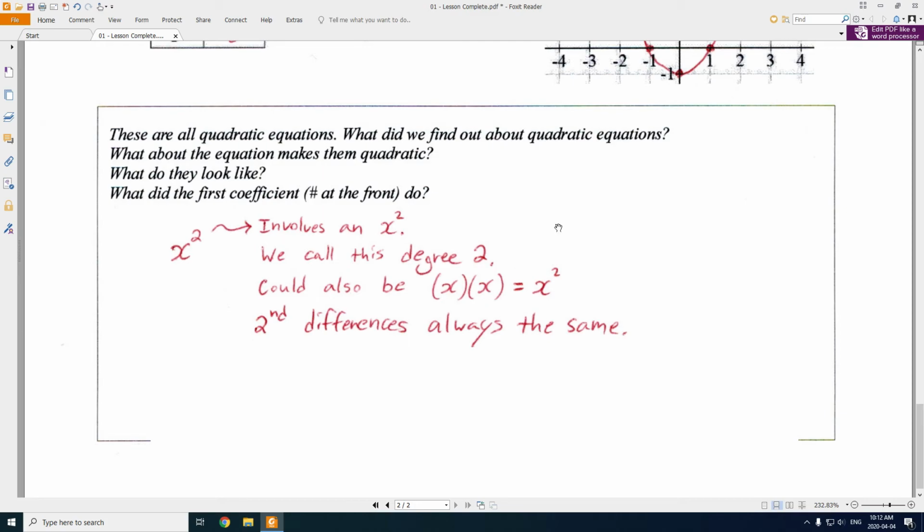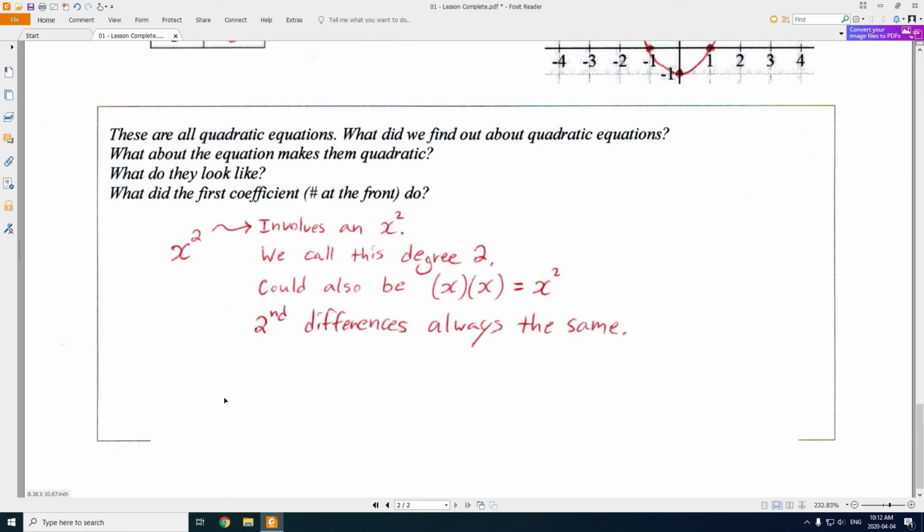All right, so what do we know about quadratics? We know that the equation involves an x squared. It has to. Sometimes it looks like x times x, but it's still an x squared in there. We call it a degree 2 equation. And let's say you didn't have a graph, you only had the table of values. You could always go through and calculate your second differences, and those would always be the same if it's a quadratic.